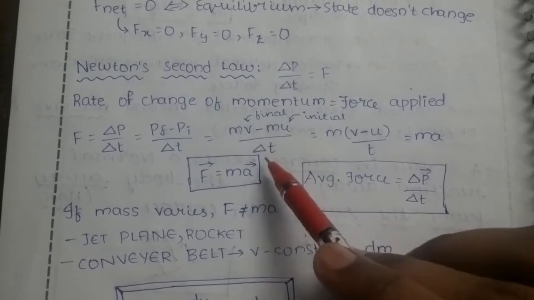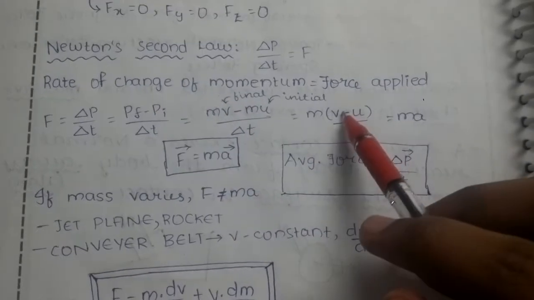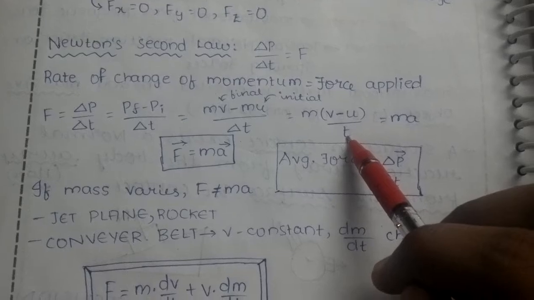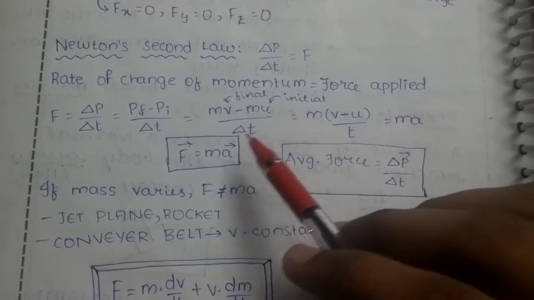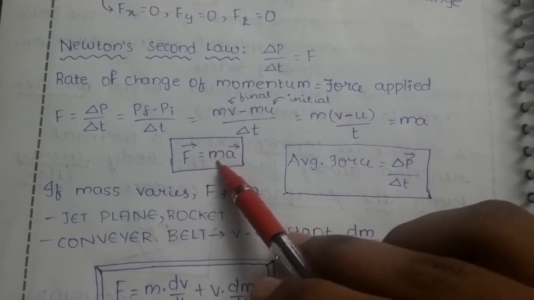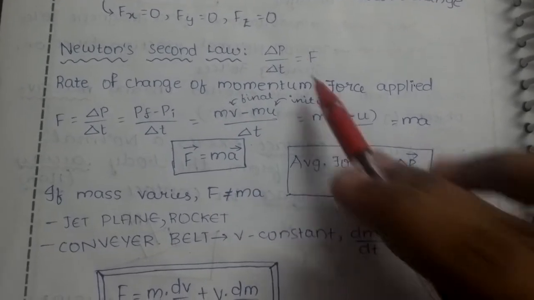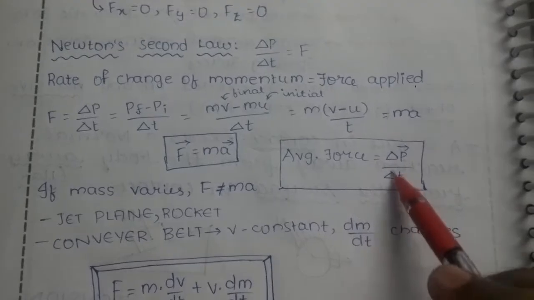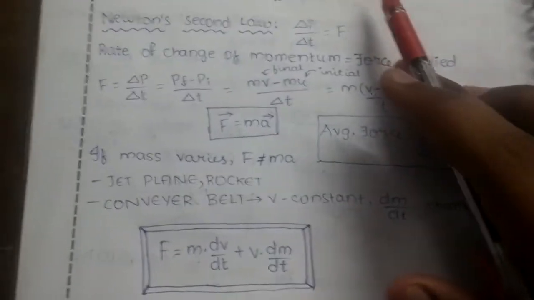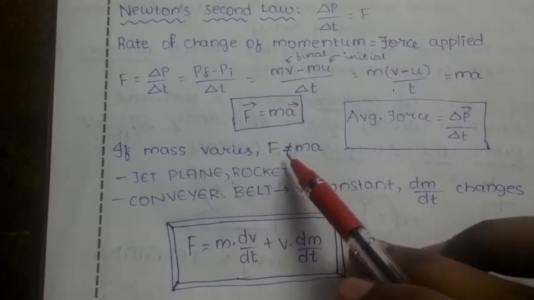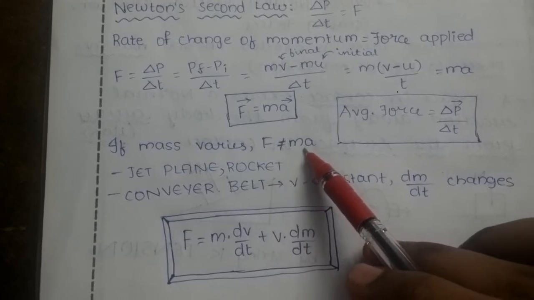mv minus mu by delta t. You know v minus u by t is nothing but acceleration. That implies F bar is equal to m a bar. Average force is equal to delta P by delta T from this one. But if mass varies, F is not equal to ma.